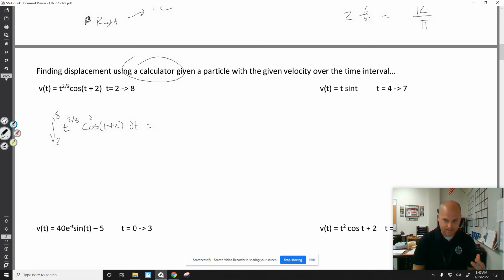You can't take the antiderivative of t to the 2/3 cos t plus 2. You might think antiderivative of this, antiderivative of this, but you can't because it'd be a product. So my position function here, I have no idea what it is. So what are we going to do? This is when we're going to just use our calculator and our calculator's abilities to find the accumulation, to find the area under this function.